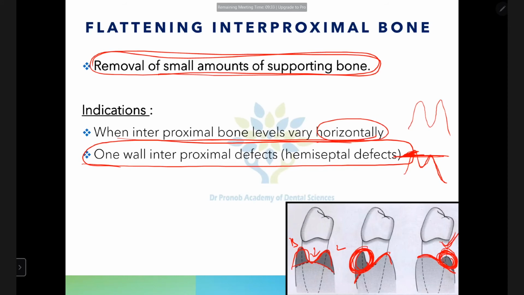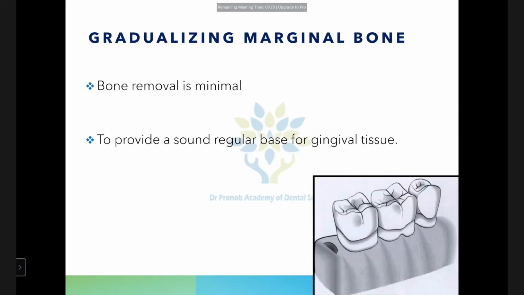So if I am going with the bone on the buccal side, it is more, right? So wherever it is minimal, we need to go with that side. Okay. Next is gradualizing the marginal bone. This is also an ostectomy technique, but here we are gradualizing, we are leveling the whole bone, and the bone removal is minimal. This gradualizing is done in order to provide a sound base for the gingival tissue. After gradualizing the marginal bone, there is a sound base such that the gingival tissue will come and adapt.